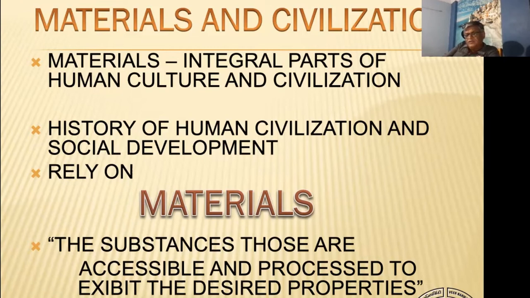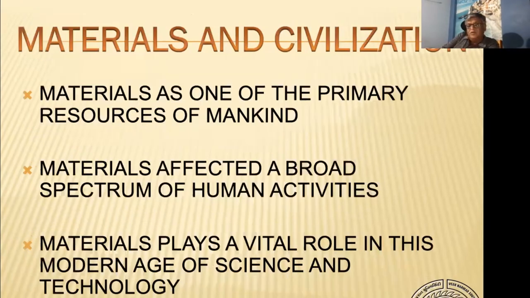So you can see that today we are living in the nano world and we are using nanomaterials on a larger scale. But a few thousand years ago, such types of materials were not possible or not available in the world. So the development of civilization relies on material science. The substances that are accessible and processed to exhibit the desired property are called materials. So materials are one of the primary resources of mankind.